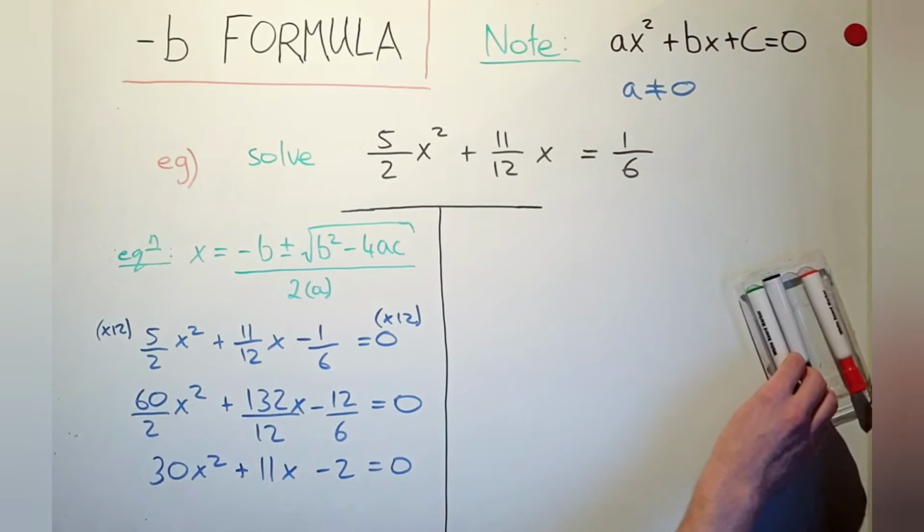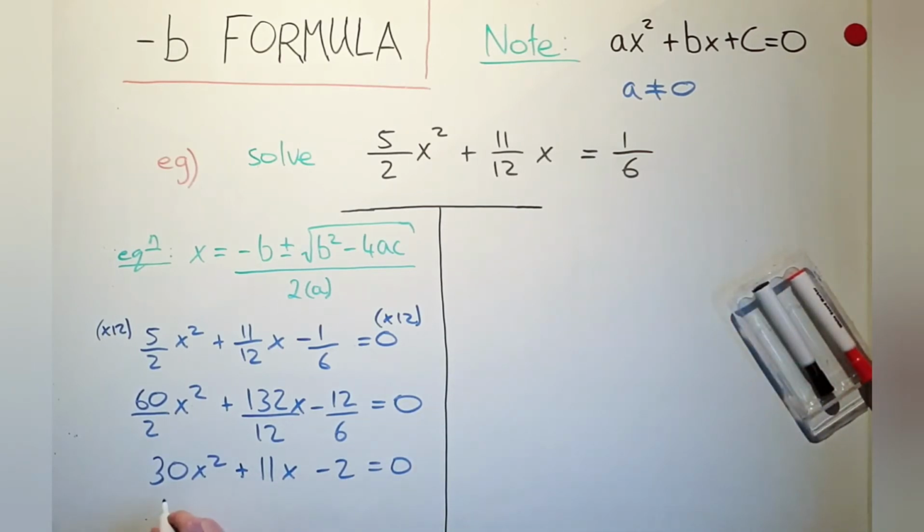My next step is to write down your a, b and c. Your a is the coefficient of the x squared, so that's going to be 30. Your b is the coefficient of the x, so that's going to be 11, and your c is the constant value, which is minus 2.